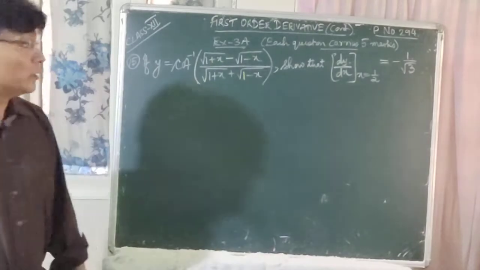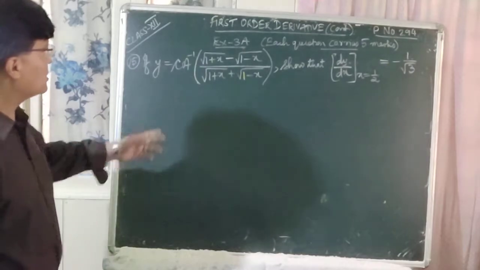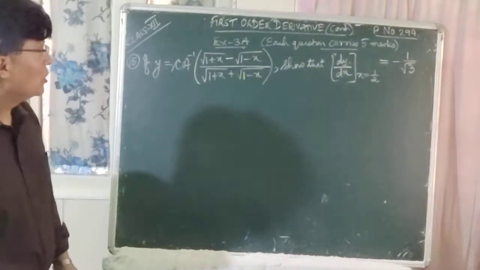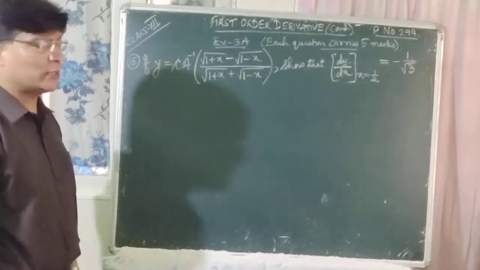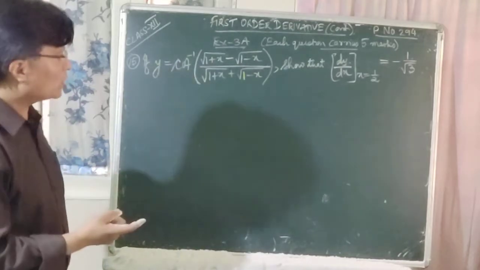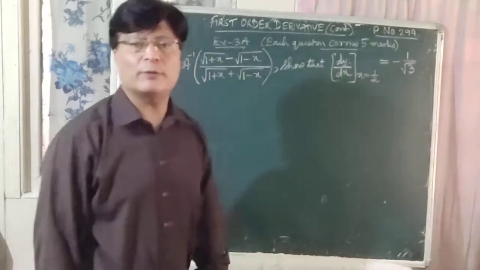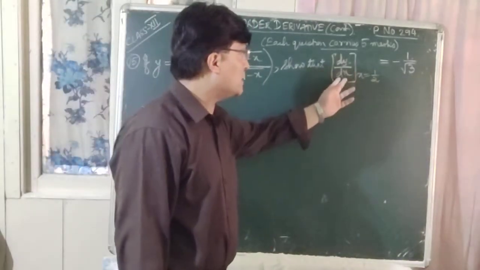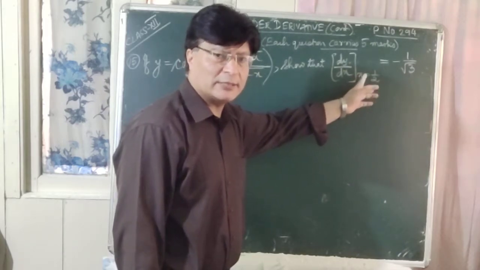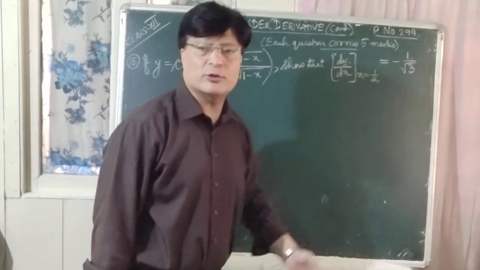So now we'll do the next question, that is question number 15. If y is equal to cot inverse of a fraction, root over 1 plus x minus root over 1 minus x, whole divided by root over 1 plus x plus root over 1 minus x, then dy by dx at x is equal to half is equal to minus 1 upon root 3. Here, below it is given x is equal to half. That means you have to get the value for dy by dx when x is equal to half.